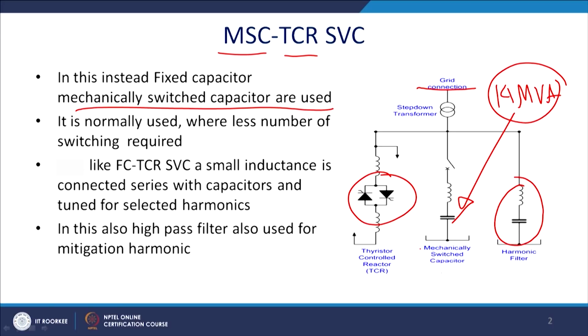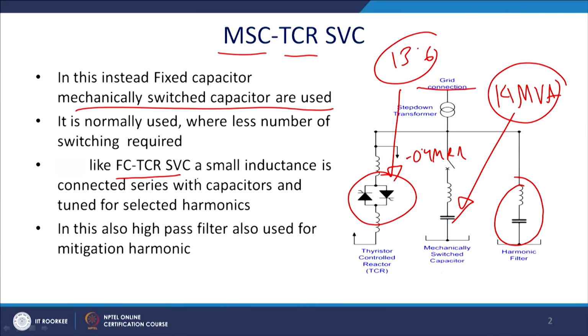If at a moment it is 13.6, then you know one TCR will have the capacity to inject 1 megavar negative. So, it will inject minus 0.4 MVA. So, this is the concept of this MSC TCR. So, you will not be switching this capacitor very frequently, only for maintenance or isolation issues.